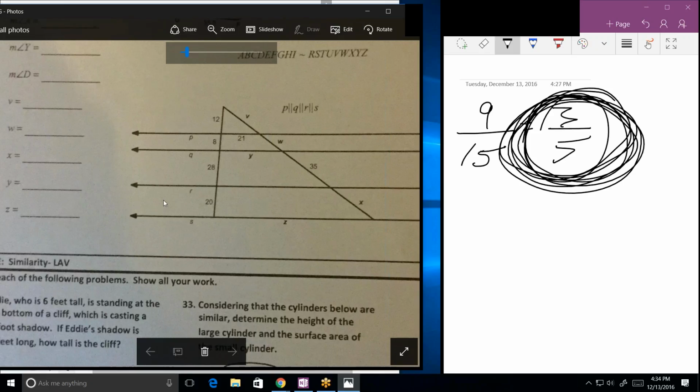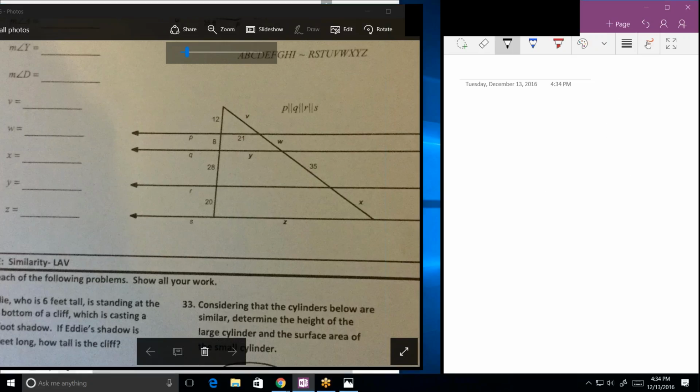Now, we're going to run into a similar problem here as we had with that one problem. Apparently, you can compare triangles to trapezoids, as long as we know these horizontal lines are parallel, and we do. I already have Y. My similarity ratio was 12 over 20 equals 21 over Y. And then I got 12Y equals 420, divided by 12, Y equals 35.